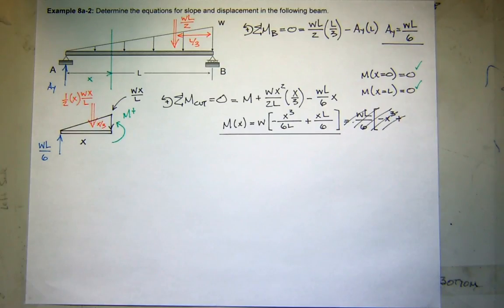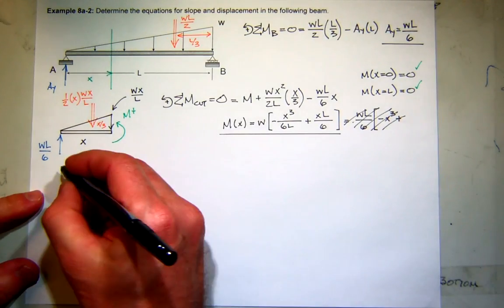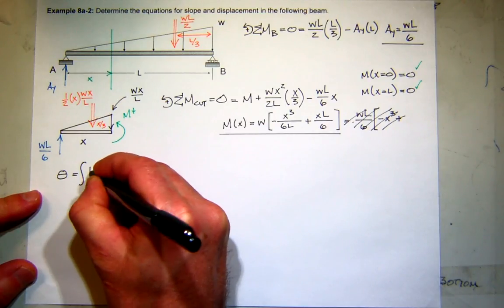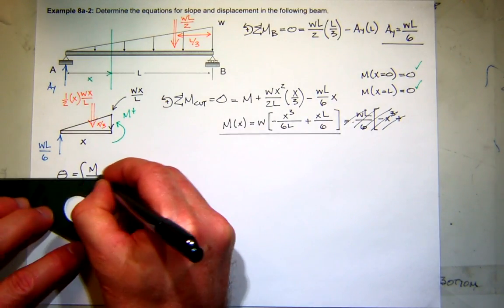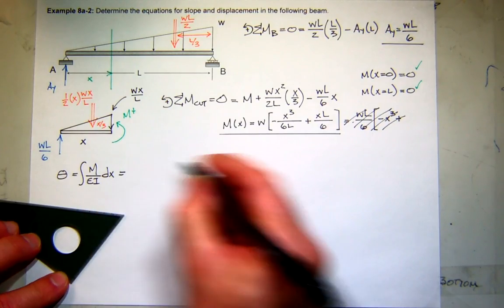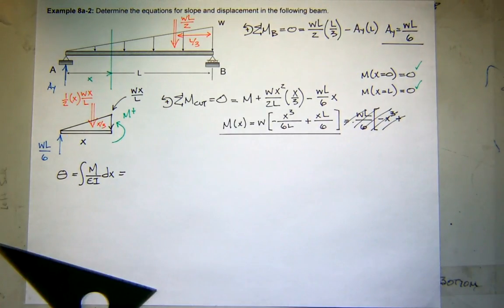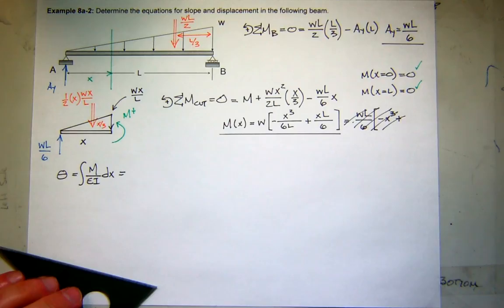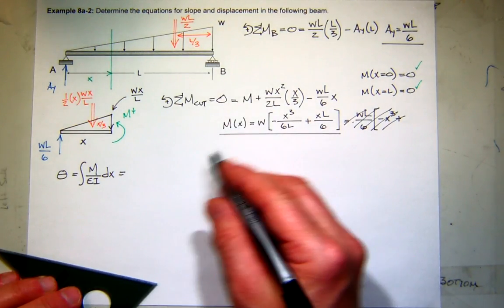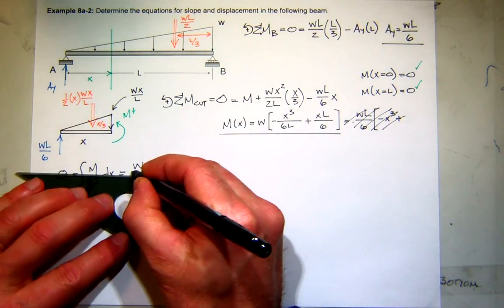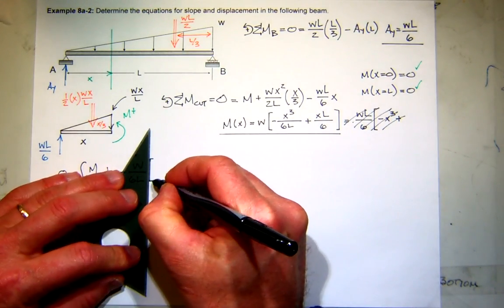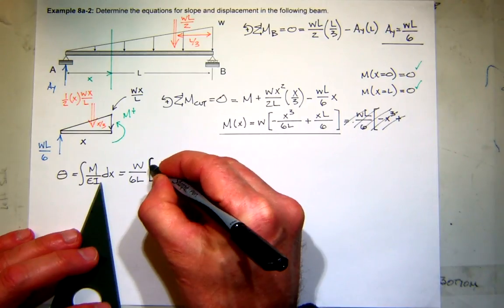So now it's time to integrate. We know that the slope is the integral of the moment divided by EI. So we just need to integrate that thing. Maybe I'll take another shot at tidying this up. I've got a W and a 6, and I pull out the L on the bottom. So that'd be W over 6L. Oh, forgot my integral. This is an integral sign.